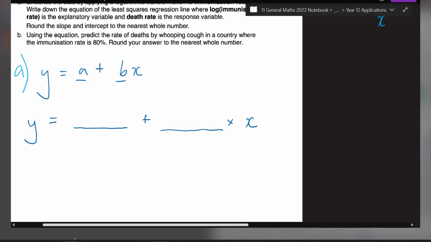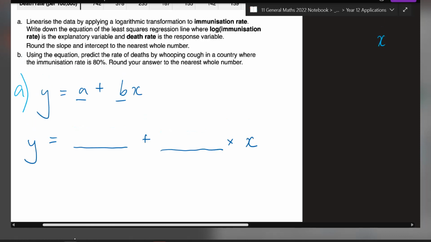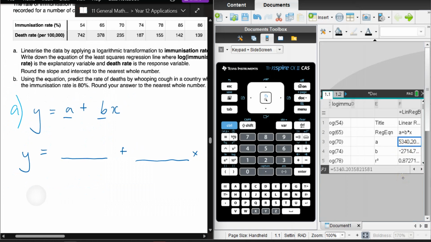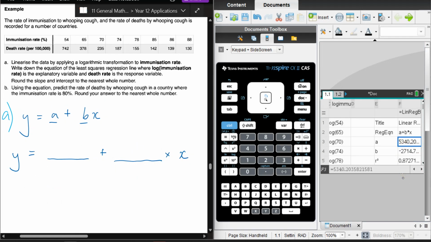And then later on after this, we do need to change X and Y, yeah? So don't just leave it as that. But for now, let's do it step by step. So I can see that A is 5340.2. Just double check, does it say to do it in a certain number of variables? It says here to round to the nearest whole number. So just double check that when you do the exam. So in this case, it's going to be 5340.